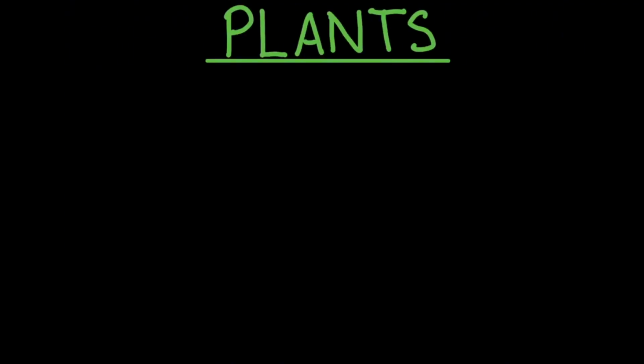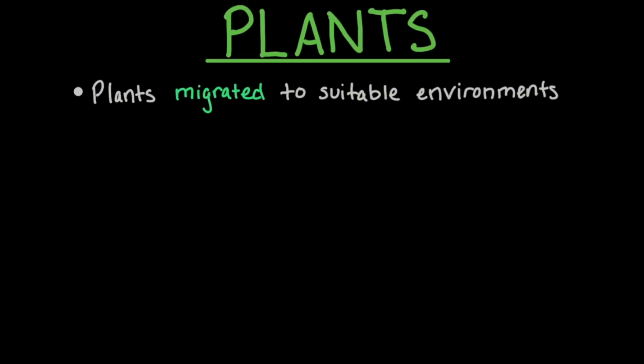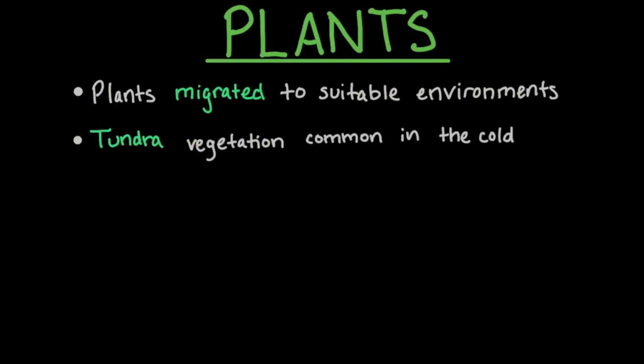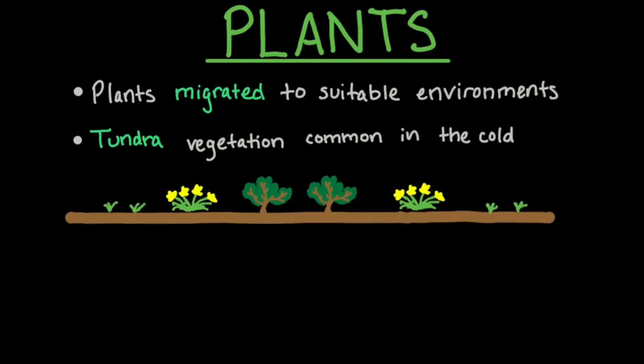The Quaternary was a time of rapid climate change that has had profound effects on global vegetation. Plants migrated throughout the Quaternary to stay in step with the changing climate and to find homes where they would grow best. Tundra vegetation became common during ice sheet advances during this time. Tundra vegetation consists of low-lying, sturdy plants that can withstand cold and wind.